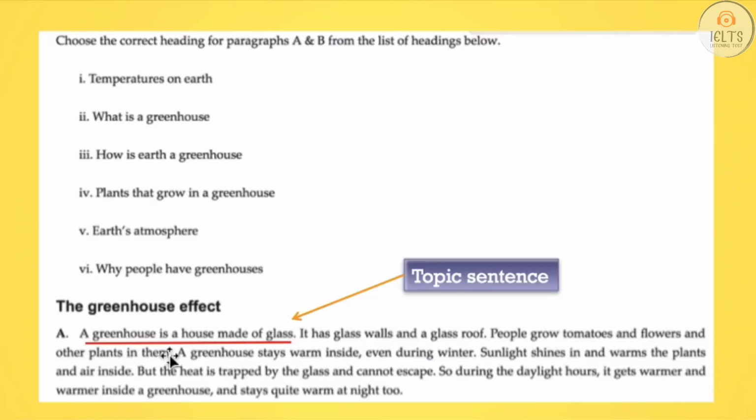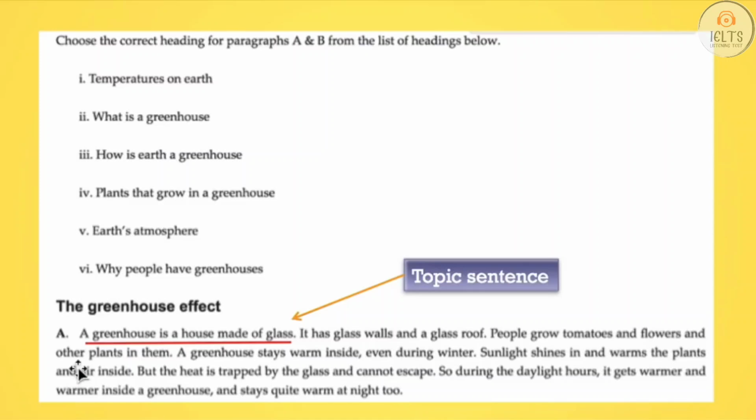So when you're reading the paragraph, let's read through the entire paragraph. A greenhouse is a house made of glass. So like I said, the first line is the topic sentence, which should give a main idea of the entire paragraph. Let's see if it does. It has glass walls, glass roof. People grow tomatoes and flowers and other plants in them. A greenhouse stays warm inside even during winter. Sunlight shines in and warms the plants and air inside. But the heat is trapped by the glass and cannot escape. So during the daylight, it gets warmer and warmer inside a greenhouse and stays quite warm at night too.